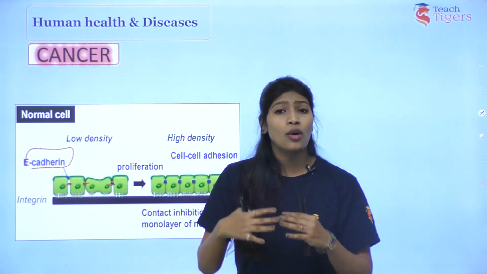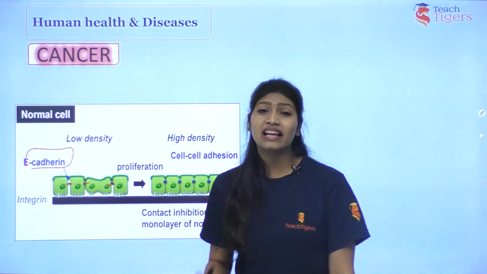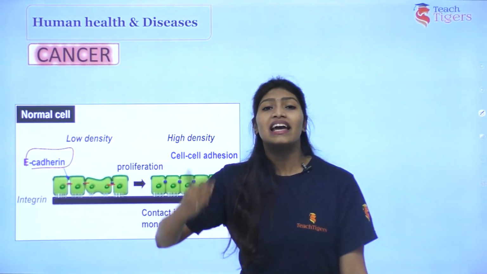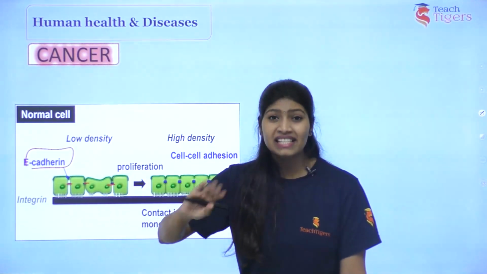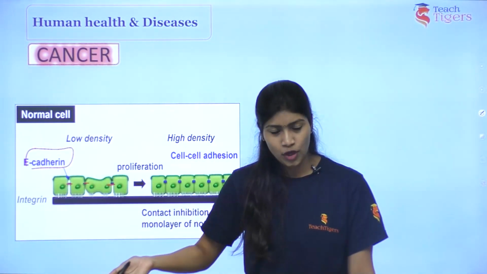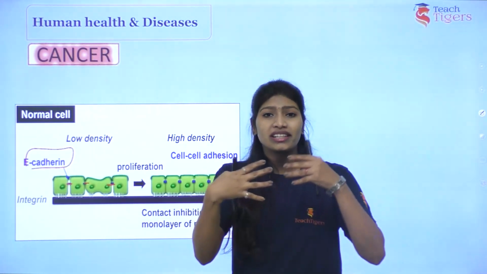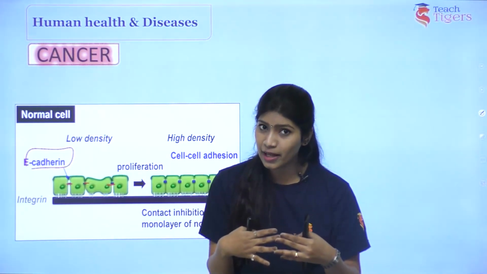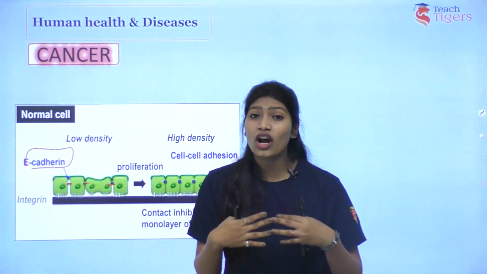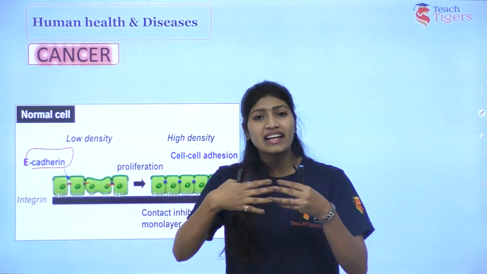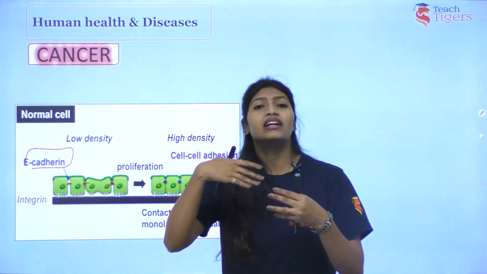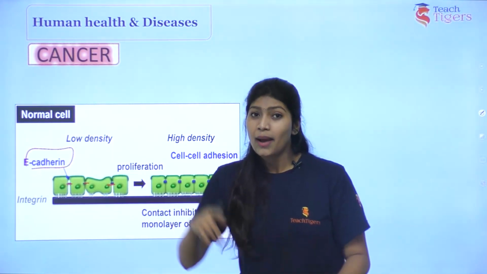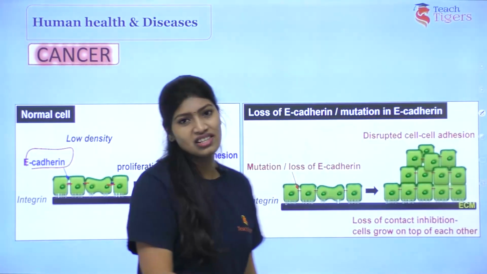So they will have a phenomenon called contact inhibition. Contact inhibition is nothing but inhibition of cell growth, cell motility and cell division, when cells are in physical contact with each other, that means one cell is attached to another cell. Because of this contact, the growth of the cell, the division and the motility, the movement, will be under control. But what happens here in our cancer cells?